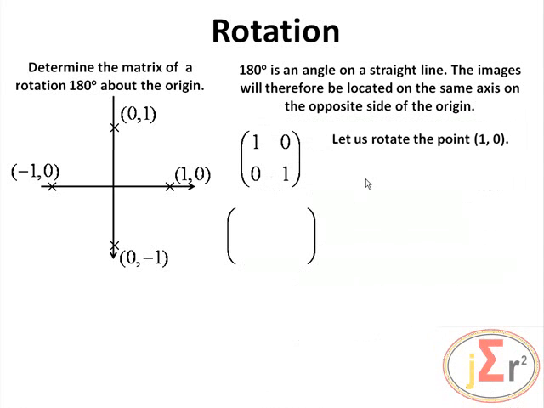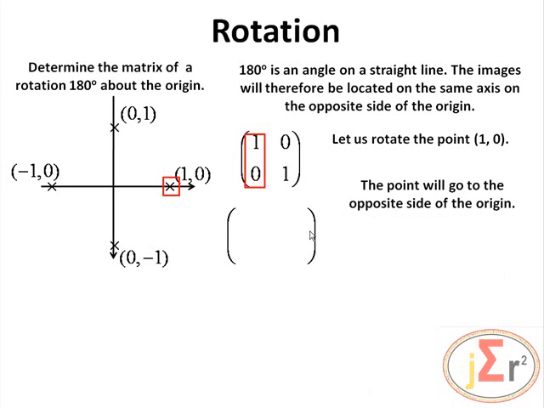Let us rotate the point 1, 0. And the point 1, 0 is going to be rotated all the way around to the other side because we have angle on a straight line, so no problem with that. The point will go to the opposite side of the origin.